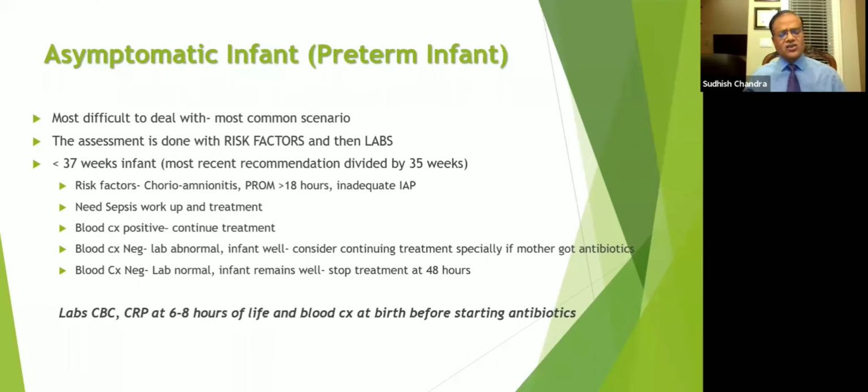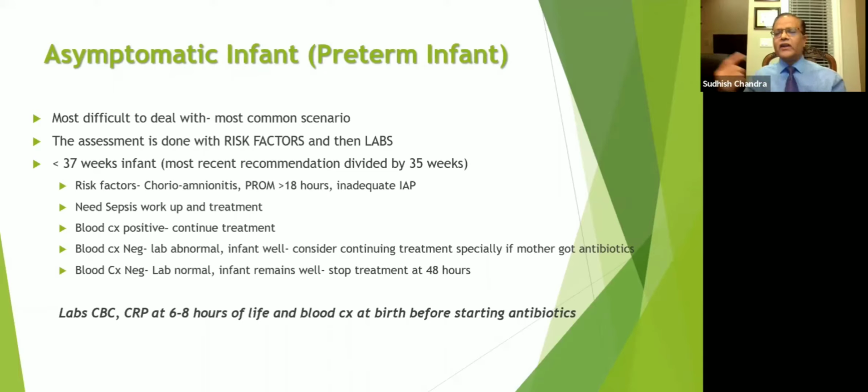More recent guidelines, just like a year ago, they came out. That was management of newborn born at 35 weeks and above with suspected or proven early onset bacterial sepsis. They kind of divided these guidelines before 35, less than 35 weeks and more than 35 weeks. But any baby less than 37 weeks, be careful. If they have chorioamnionitis, premature rupture of membranes more than 18 hours, and they did not get adequate prophylaxis during the labor for GBS, then they all need sepsis workup and treatment if they are preterm.